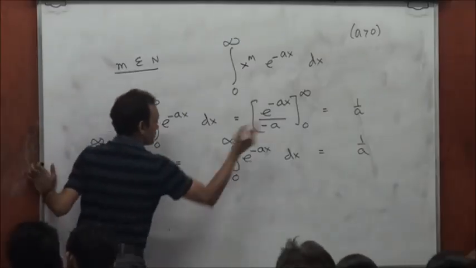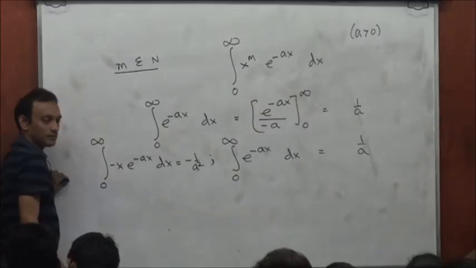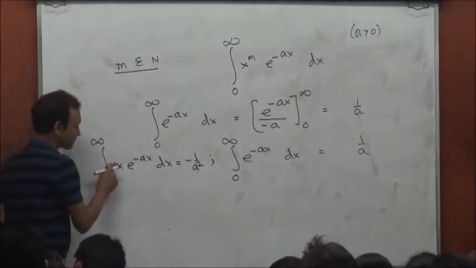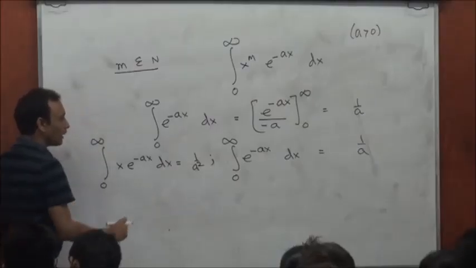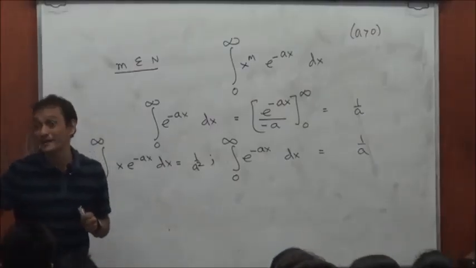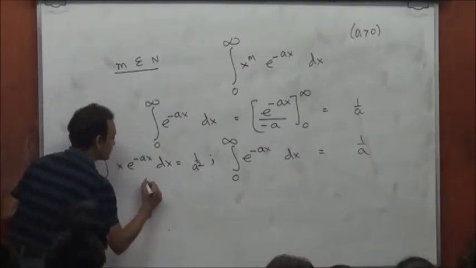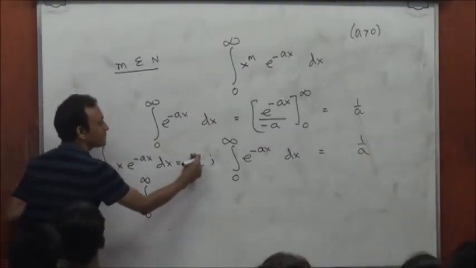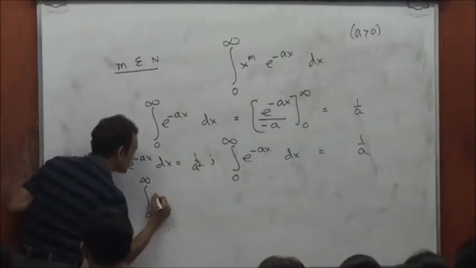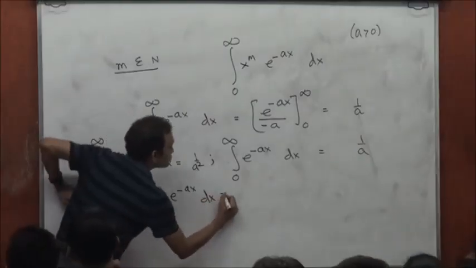And that's going to be minus 1 by a squared from the right hand side. Yes or no? Right? Minus. Differentiate again with respect to a, keeping x constant. So you will again get 0 to infinity. You will have a minus x here, minus 2 by a cubed here. So you will have minus x again coming here, meaning you will have x squared e power minus ax dx equals 2 by a cube.